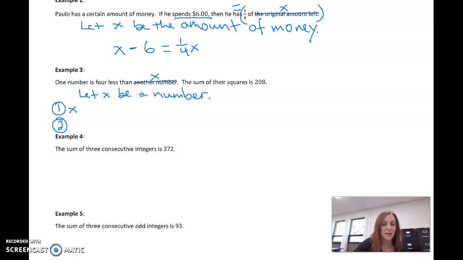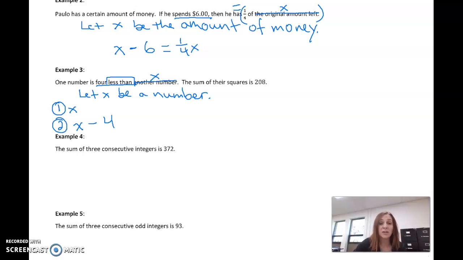Say that's X, okay? So if one of them is X, the other one is 4 less than. Guys, when you see less than, that means you take this number and put it at the end. So we've got to be careful with terms like less than. If I have 4 less than 10, I go 10 minus 4. So I'm going to take X minus 4, 4 less than. That's one of those little hints that you need to make sure you pick up on.